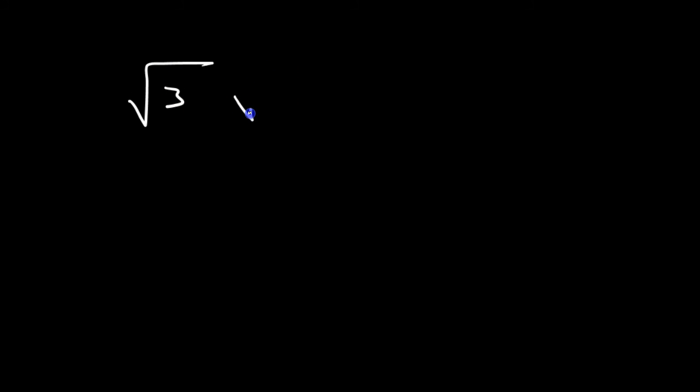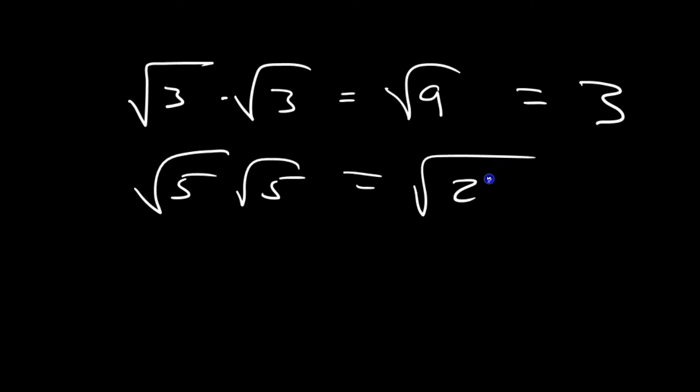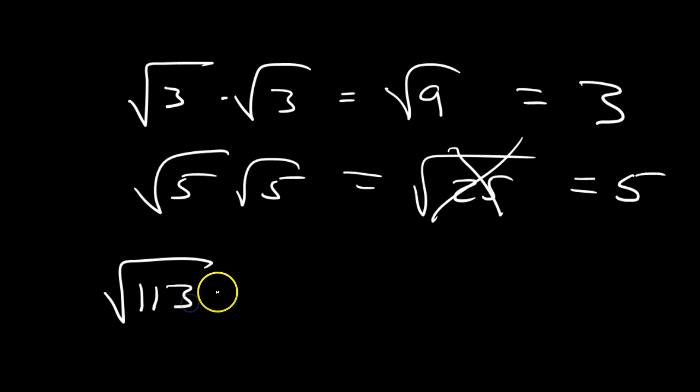All right, radical 3 times radical 3 is radical 9, right? Because 3 times 3 is 9. But the square root of 9 is 3. So that always works, right? If I have radical 5 times radical 5, that would be radical 25, but the square root of 25 is 5. So anytime you have a radical times itself, you can skip this middle step and go straight to here. So if I said, what's radical 113 times radical 113?